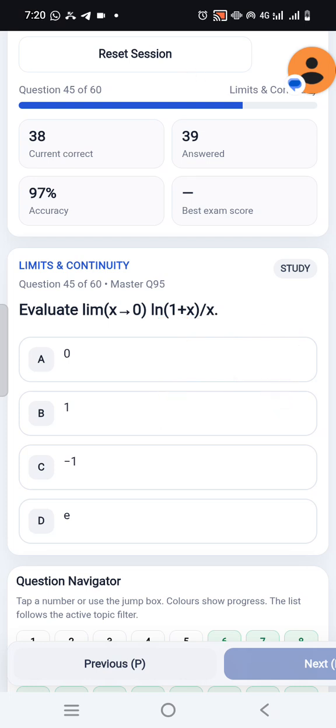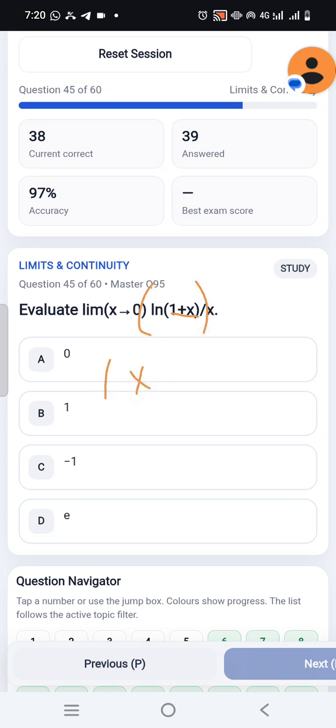So you can use your L'Hopital's rule. When you differentiate ln(1 + x), of course, you first differentiate the stuff that is inside, because it's also changing. So when you differentiate 1 + x, when you differentiate 1, that is 0. When you differentiate x, that is 1, so you multiply by 1.